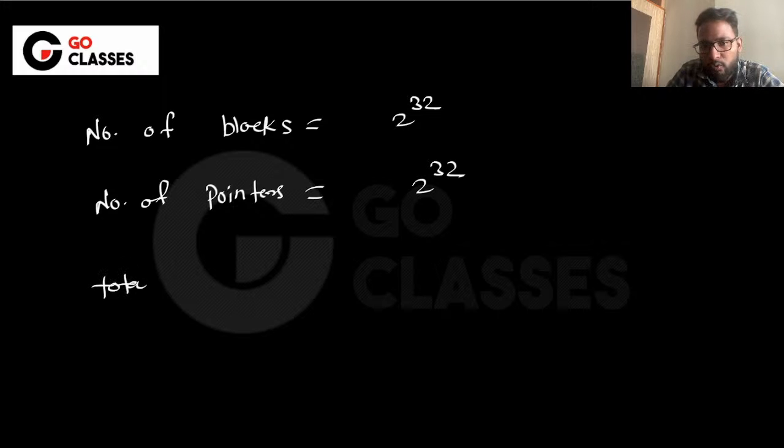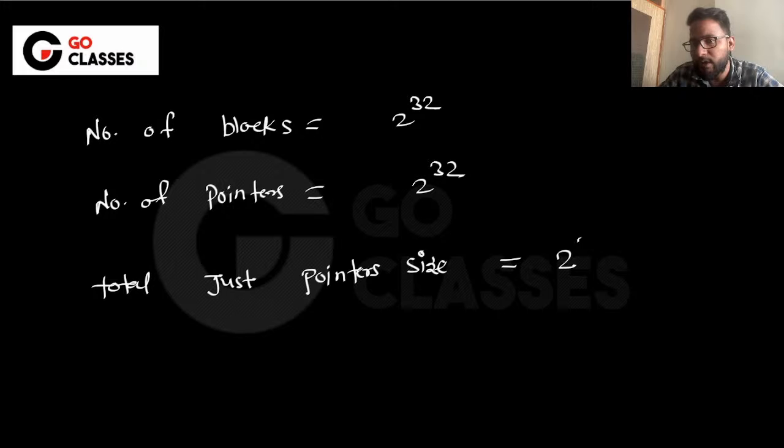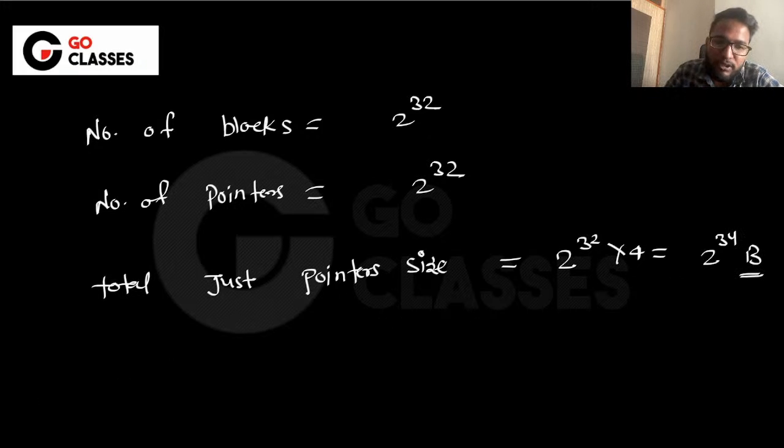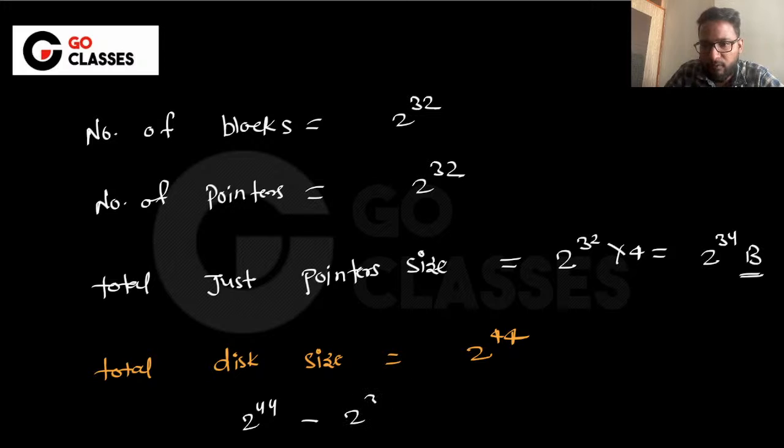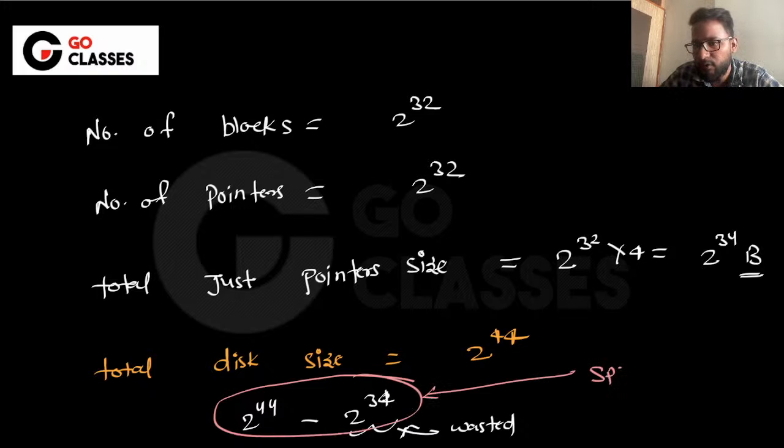So total pointer size, I mean whatever you are extra storing, that is pointer, right? Into 4. So that's why 2 power 34 bytes. So this is the total pointer size. And what is the total disk size? It is 2 power 44. So you need to subtract 2 power 44 minus 2 power 34. So this much you have wasted just in pointers. So this much big file you can actually store. This is the space left for the file.